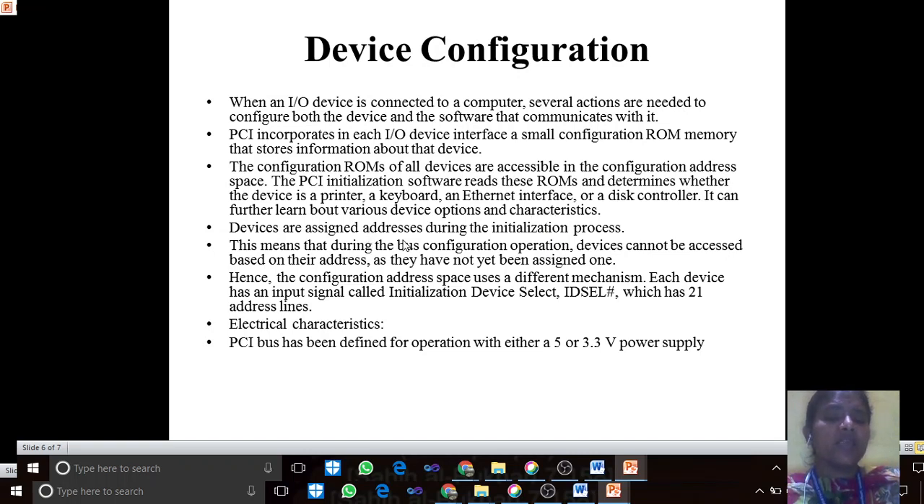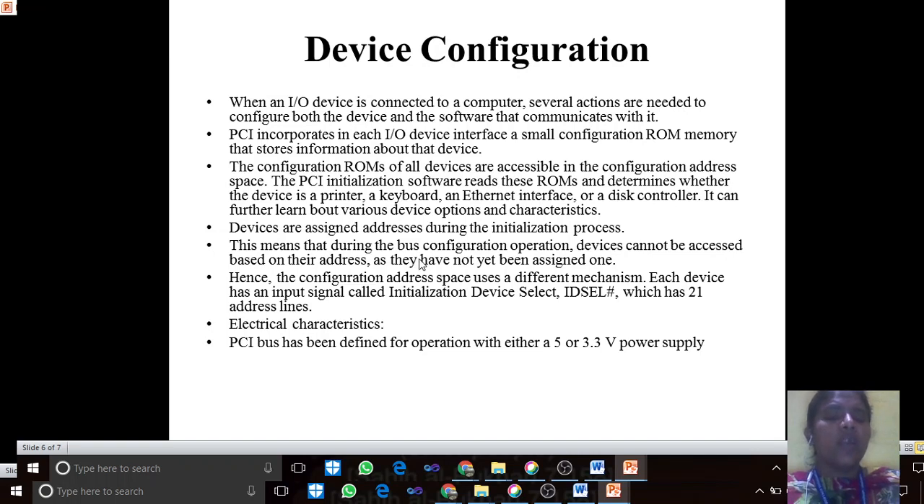Devices are assigned addresses during the initialization process. As soon as you manufacture the device, each device has a unique device ID, which is done during the manufacturing process. After manufacturing, it has to be made ready by checking whether it is working or not. Initialization setup will be done, and during that, the address will be assigned.